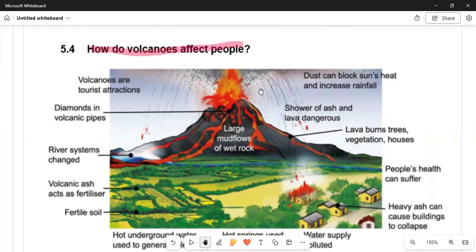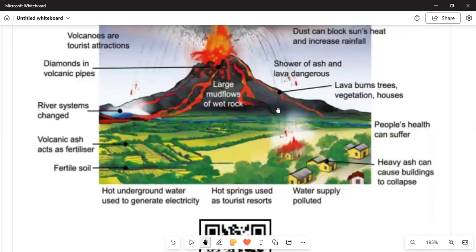So we have discussed that. Number 1, the dust can block the sun's heat and increase rainfall. Number 2, there can be showers of ash and lava. Number 3, the lava burns the trees and vegetation and houses because of the intensity of the heat. People can suffer health problems because of the release of carbon dioxide taking place during this process. And then buildings collapse, and there will be a shortage of houses.